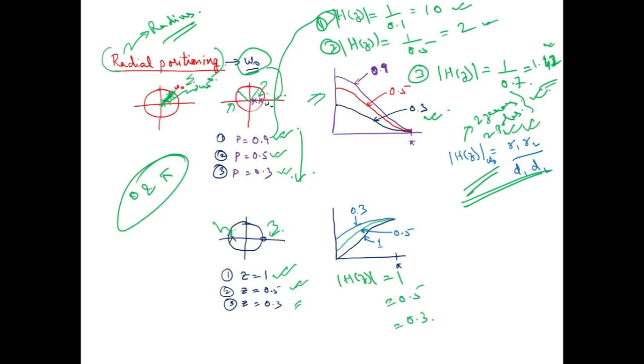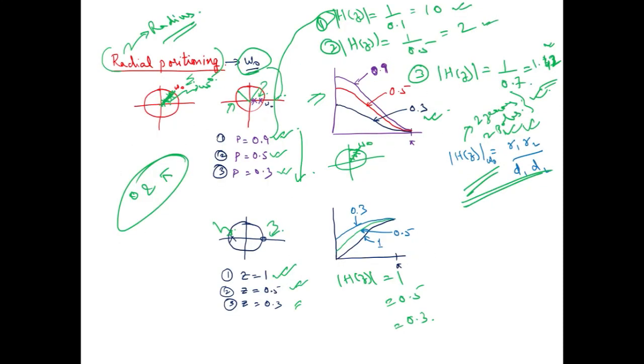So you have understood what is meant by radial positioning. Radial positioning means you have this radius up to omega naught. So you can place the poles at different positions across this radius, and then you analyze the filter response.